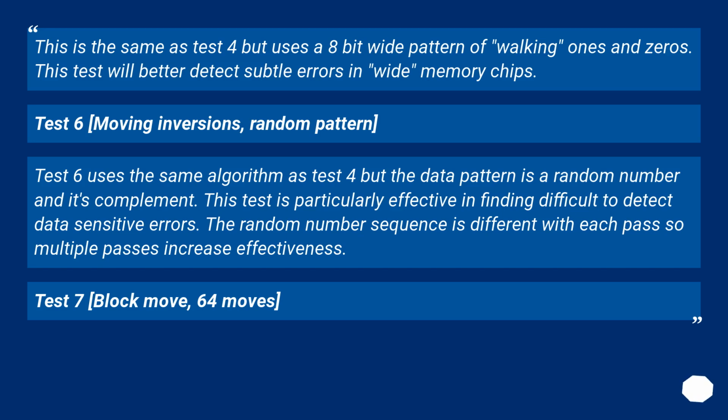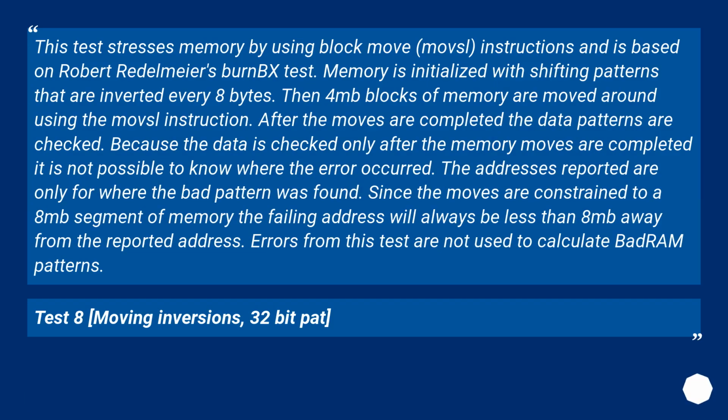Test 7, block move, 64 moves. This test stresses memory by using block moves and is based on Robert Redelmeyer's burn test. Memory is initialized with shifting patterns that are inverted every 8 bytes. Then 4 MB blocks of memory are moved around using the movsl instruction. After the moves are completed, the data patterns are checked.